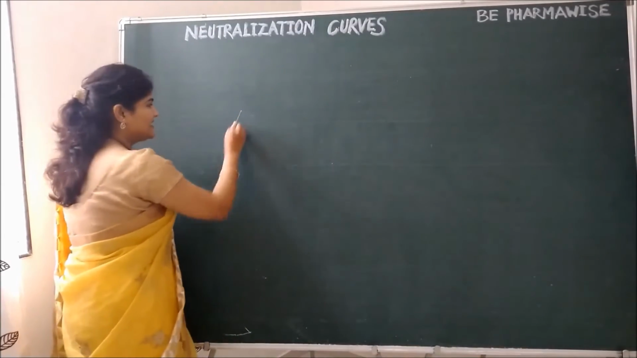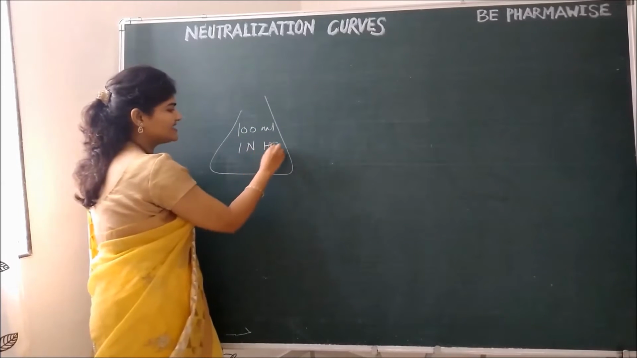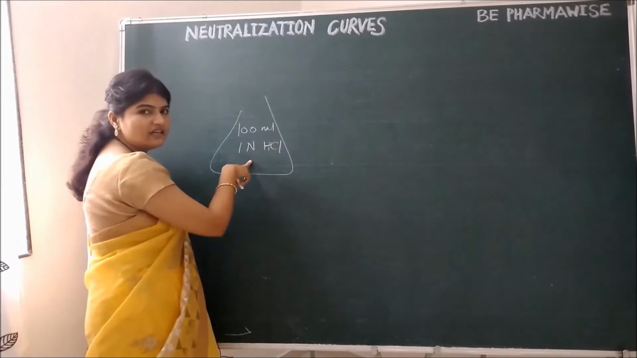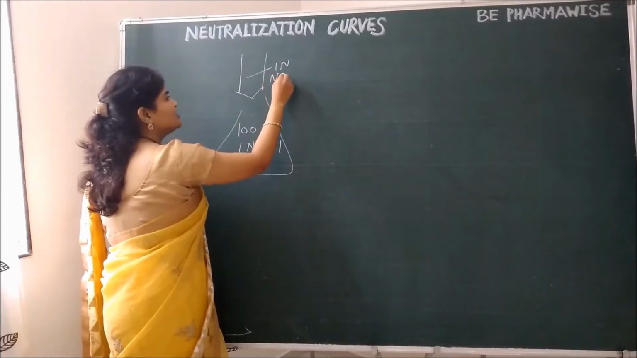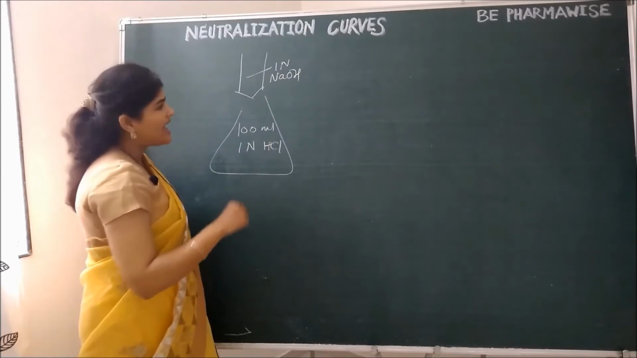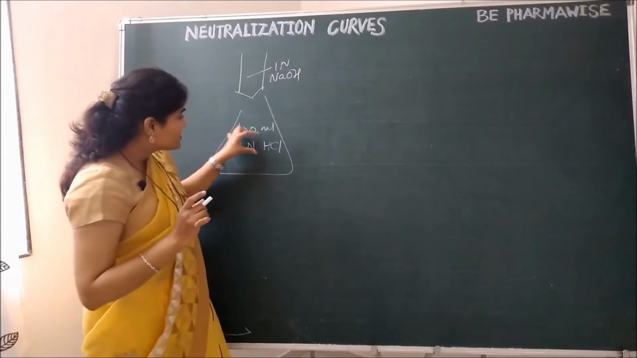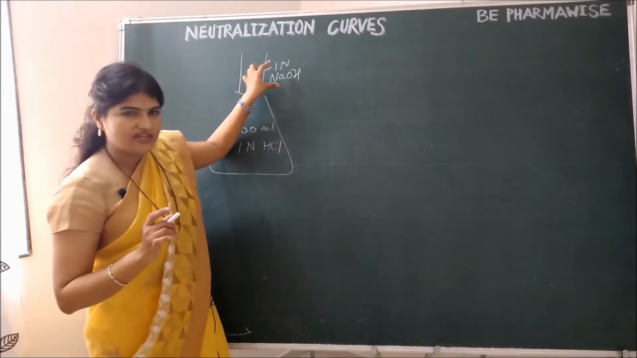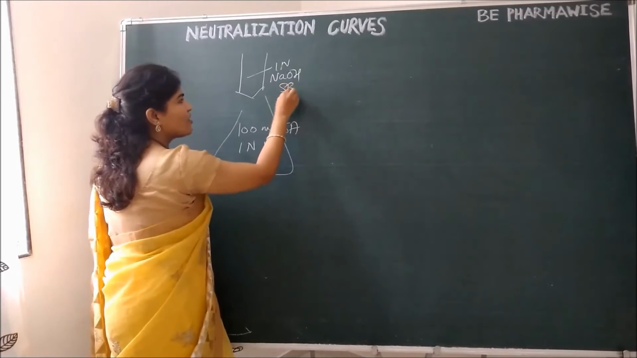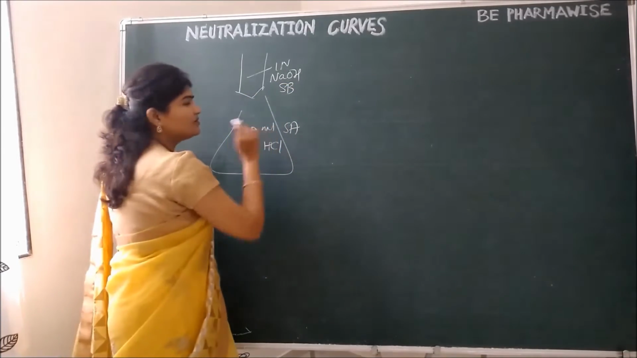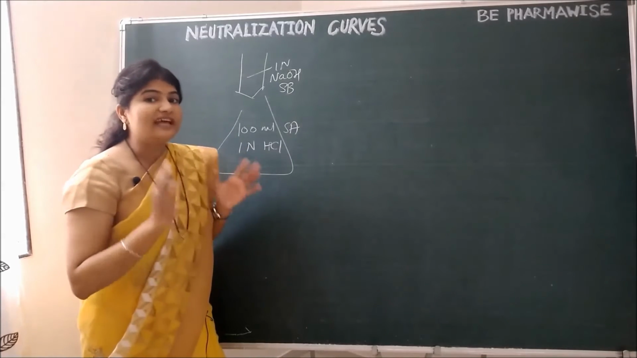We are taking 100 ml of 1 normal HCl, which is a strong acid, in the conical flask, and we are taking 1 normal NaOH, which is a standard solution, as a titrant in the burette. So our titration is HCl against NaOH. So it is a strong acid, strong base titration. We are using phenolphthalein indicator for that matter. Now, let's begin with the titration curve.